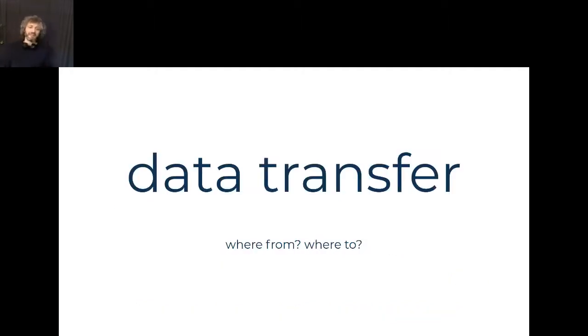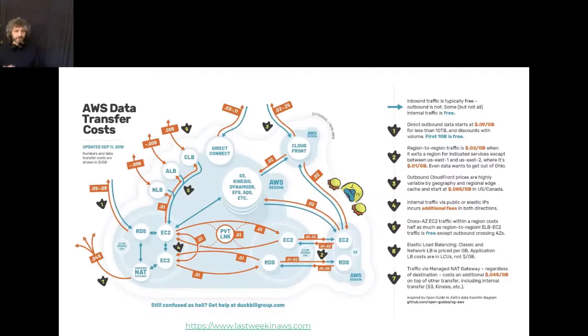Now, data transfer. Data transfer is the area that usually is most neglected because it's pretty hard to figure out. And the main problem is really it depends where the data is coming from, where the data is going to, which service is involved. This is a nice slide from the Last Week in AWS blog that was quite popular last year and shows how complex the concept of data transfer is. But there are a few basic concepts out there.